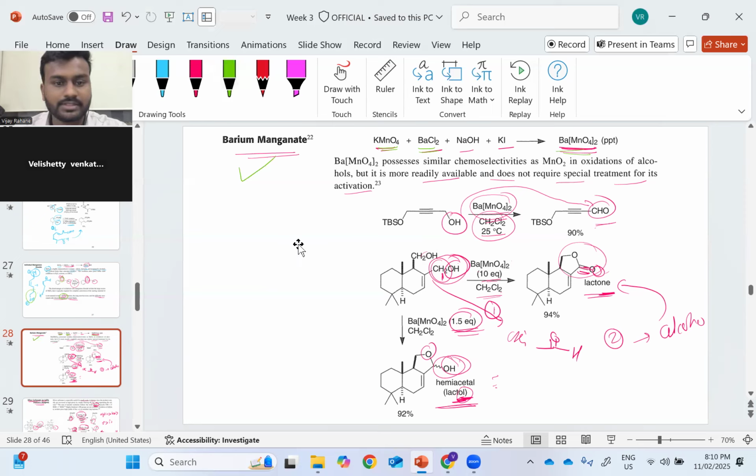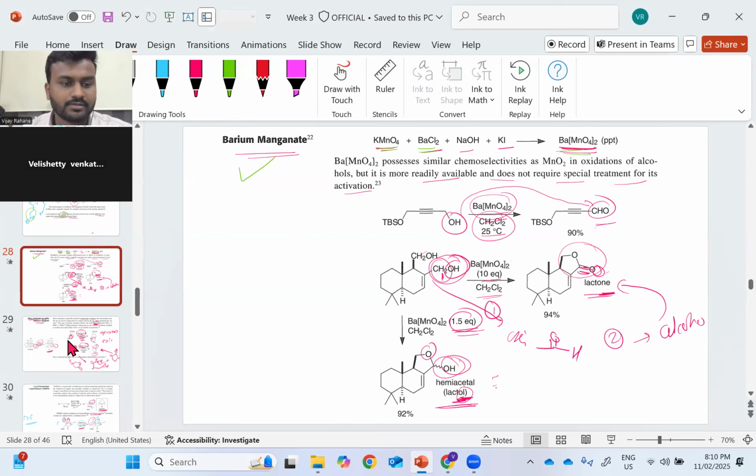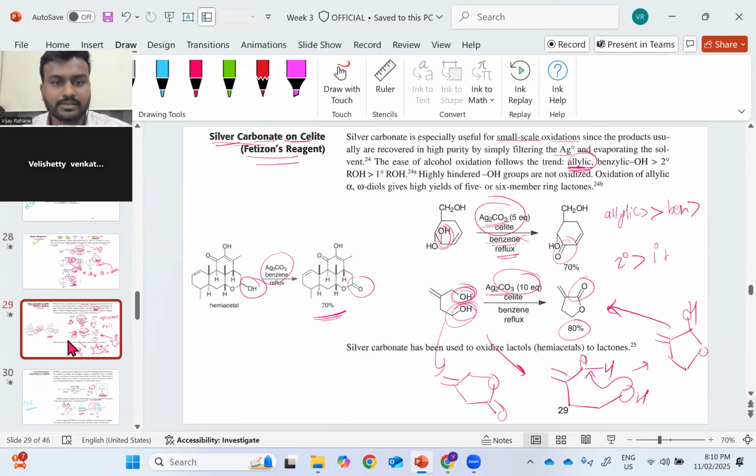Further, we see the other reagent like the Fenton's reagent, which we have already seen. This Fenton reagent oxidizes the allylic, and in the priority order: allylic, benzylic, then the secondary, and then primary, right?